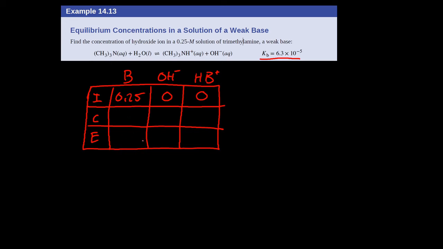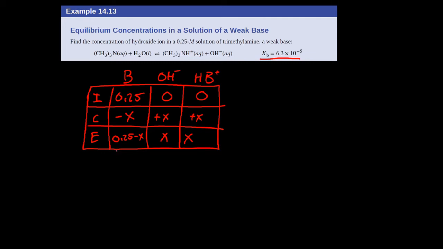Because we're not given enough information to have any equilibrium concentrations, we're just going to go ahead and plug in our X values here. So we're going to lose some amount X of B, and we're going to gain some amount x of these two, which means we'll have x and x for our equilibrium concentrations of OH minus and the conjugate acid. And then we will have 0.25 minus x for the equilibrium concentration of B.